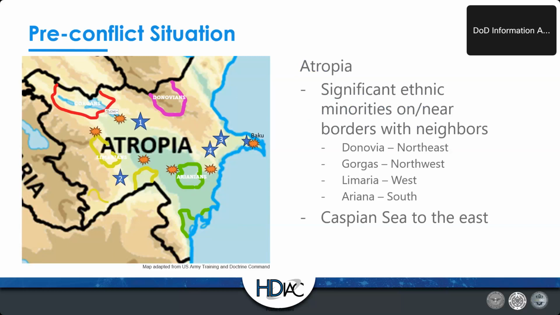So the map has the basics of Danovia being in the northeast, Gorgas being in the northwest, Lemuria, a small country to the west, and Ariana to the south. And so those colored bubbles or lines mark where those different ethnic groups are centrally located within the country of Atropia. So mostly along the borders that they share, but there's a little more to it than that. And then the little explosion things are showing areas where there were flare-ups of violence, and the stars with the 1, 2, 3, and 4 are the future locations of the camps.